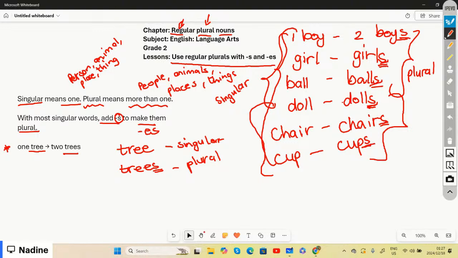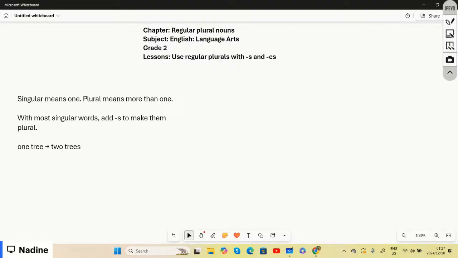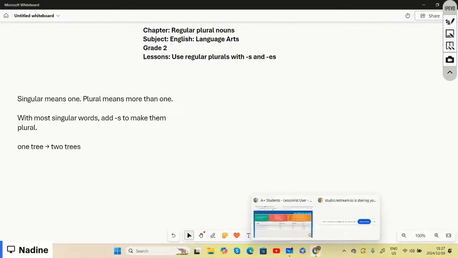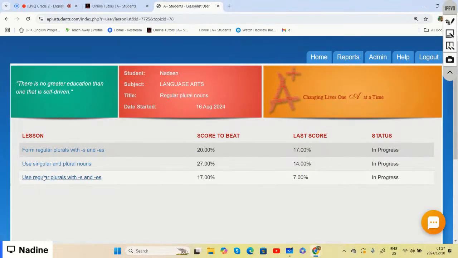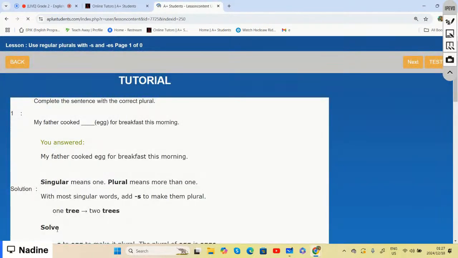right? All right, so now we're going to our test. Another test. We're going to aplusstudents.ca. We're going to use regular plurals with S and ES. We're first going to do three activities, and then we're going on to our test.